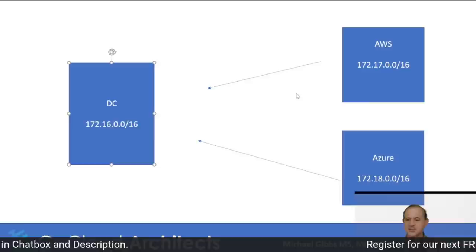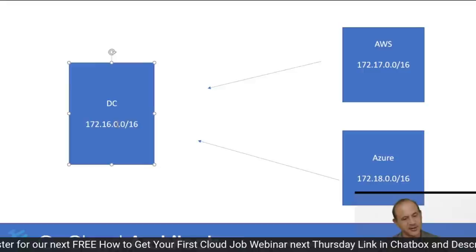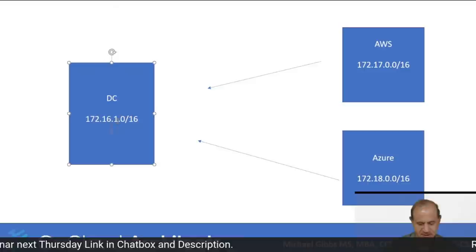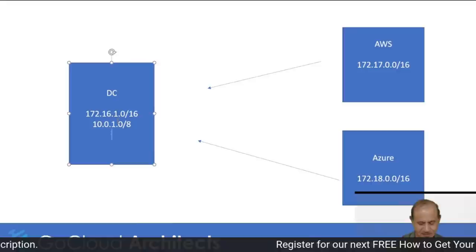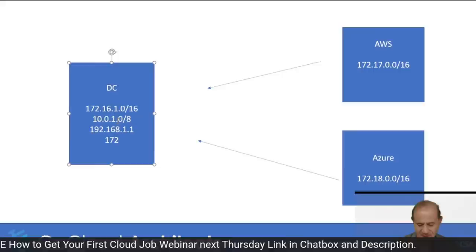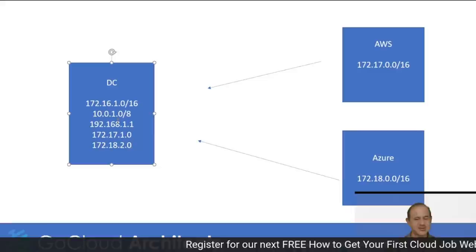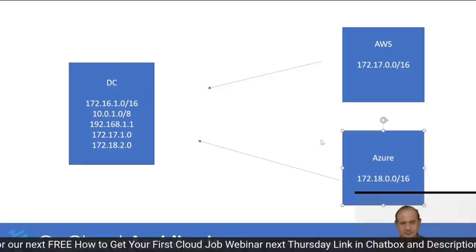Now, let's say we didn't know. And over here, we had the 172.16.1 subnet. And we had the 10.0.1.0/8 subnet. And we've got the 192.168.1.1 subnet. And we've got a 172.17.1.0. And we've got a 172.18.2.0. And let's say we've never used these exact subnets in here. So we're not going to have an overlapping IP address. But now we have subnets for here.